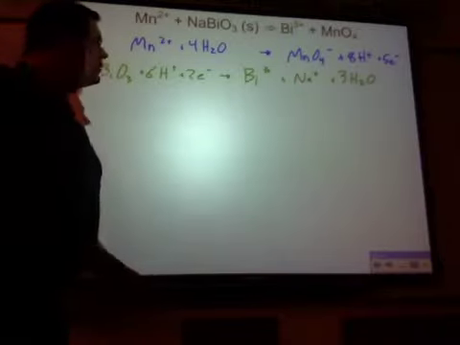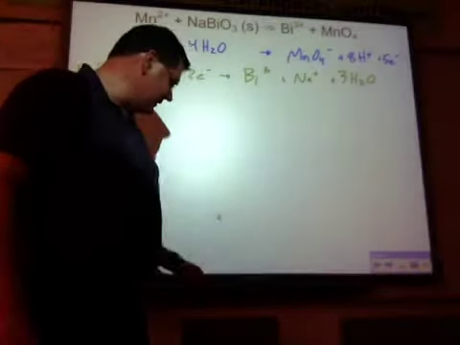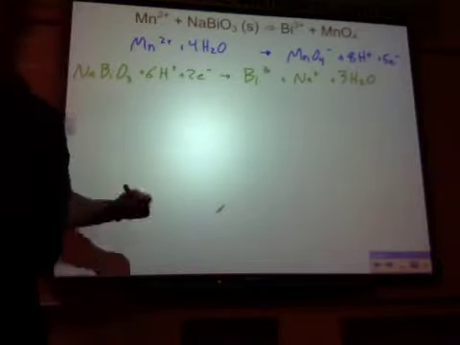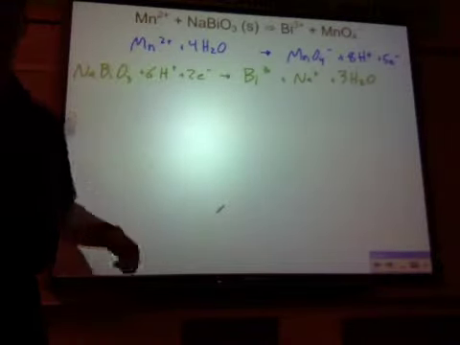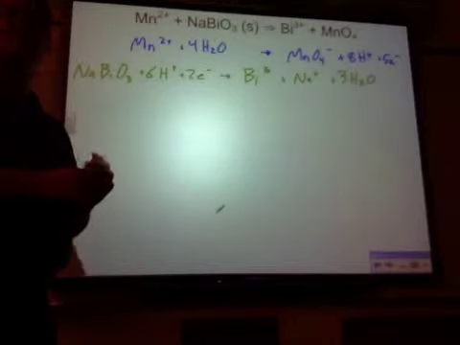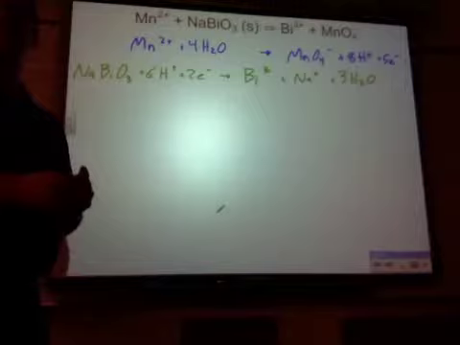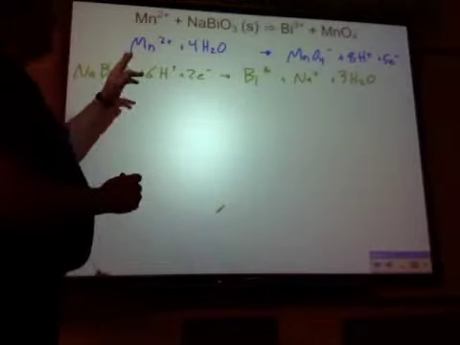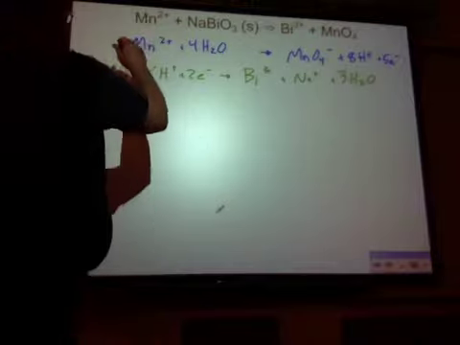We've now balanced both half reactions. What is our next step? Balance the two of them with respect to each other. What do we use to accomplish that? Number of electrons. What's our least common multiple? 10. So everything up here we're going to have to multiply by 2.